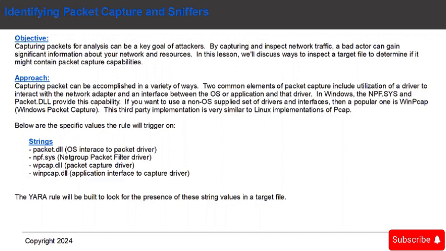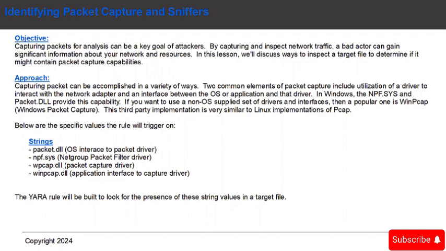So in this lesson, we're going to talk about how we can determine if a file has this type of capability built into it. Now, packet capture can be accomplished in a lot of different ways. Two common elements of packet capture typically center on utilization of a driver to interface with a network adapter and another component to interface between the driver and the OS or the application. In Windows, the npf.sys and packet.dll provide this type of capability.